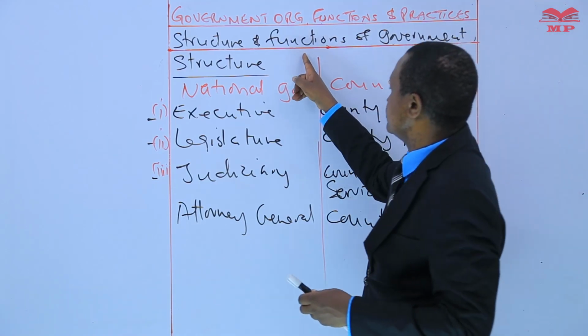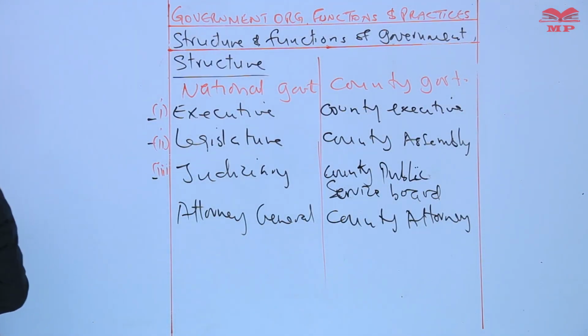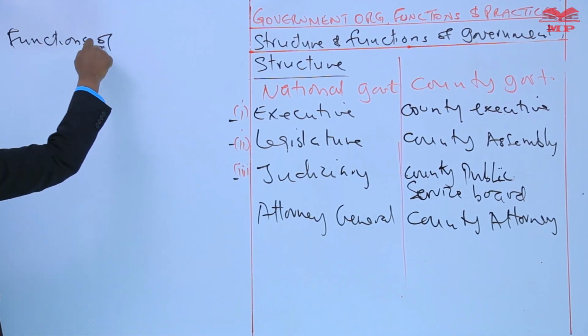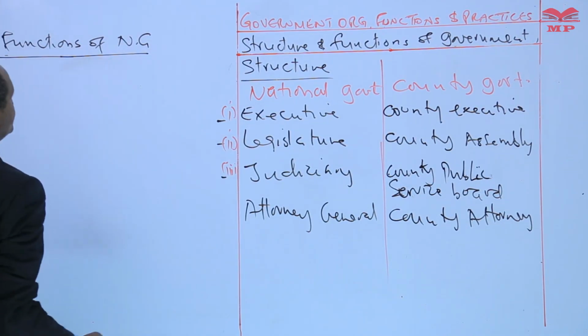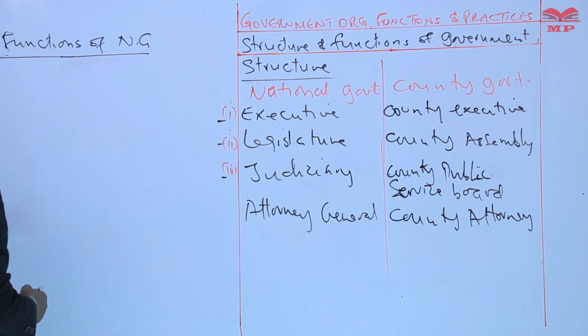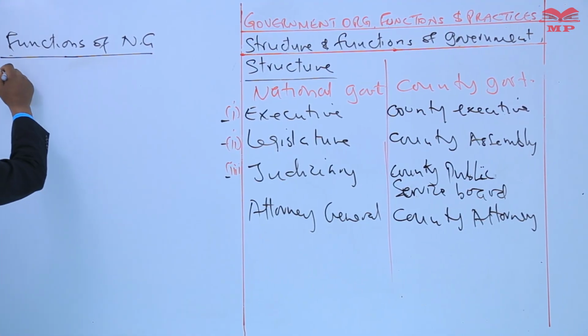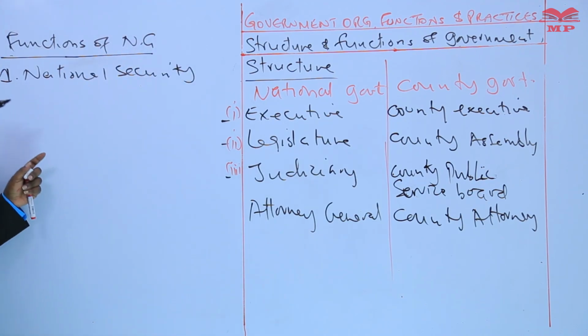So let's move on to functions of government. You've discussed the structure. How about functions of the national government? Let's begin with the functions of the national government. They are outlined in the Constitution, and they include: 1, national security. The national government is responsible for ensuring the security and safety of all Kenyan citizens. That includes protecting Kenyan borders, maintaining law and order, and also providing disaster management and responses.